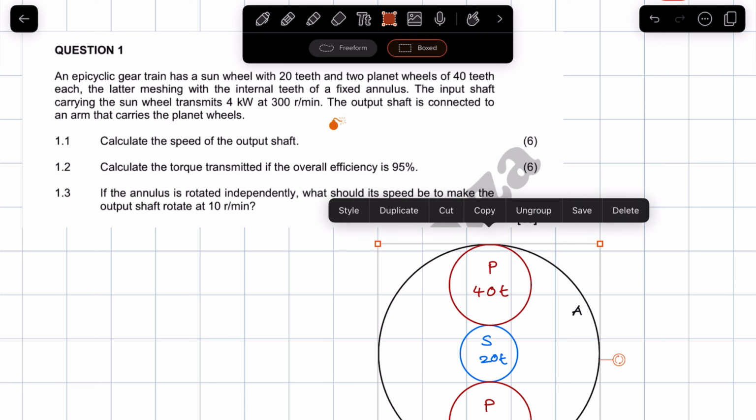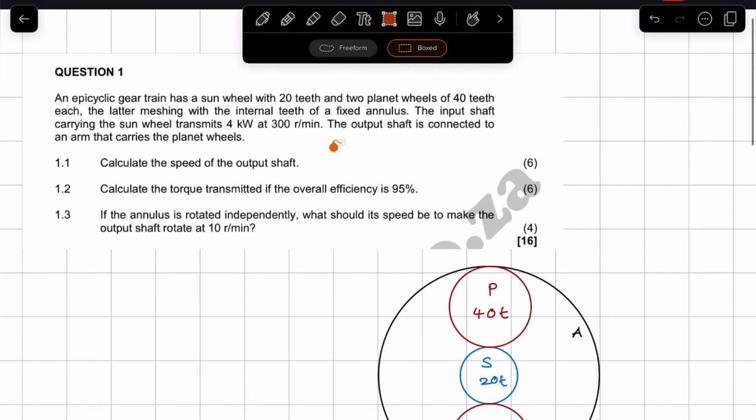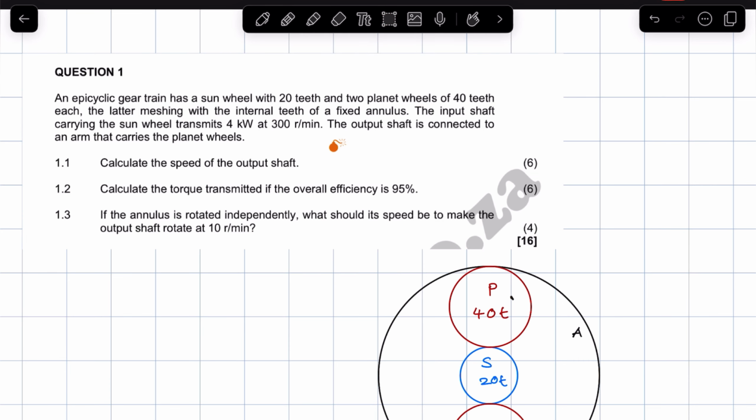But what you will get from the statement is that we have an annulus gear, and then meshing with the annulus, you have the two planetary gears. So you have this gear as well as this gear, both being the planetary gears, and then between them you have, of course, the sun gear. Now if you notice here, we have the number of teeth of the planet as well as the number of teeth of the sun, but we don't have the number of teeth of the annulus, right?